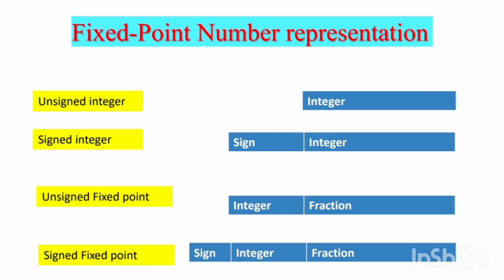Here the fixed point number representation is illustrated. For unsigned fixed point numbers, we have only an integer part and a fractional part. For signed fixed point numbers, we have one sign bit towards the MSB, the most significant bit, usually 1 for a negative number and 0 for a positive number, followed by the integer part and then the fractional part.